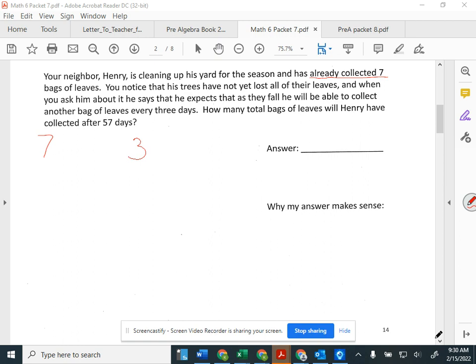So every 3 days he collects a bag. And we're going for 57 days. How do I find X? How many bags is he going to get? Zoe? 19. How am I going to find it? Yeah, I want to get X by itself. X is my bags. It's 3 days. Every 3 days. So I'm going to divide by 3.